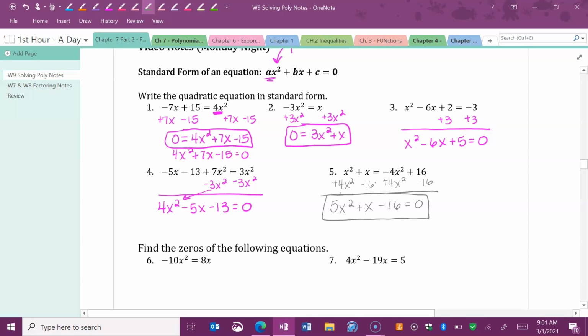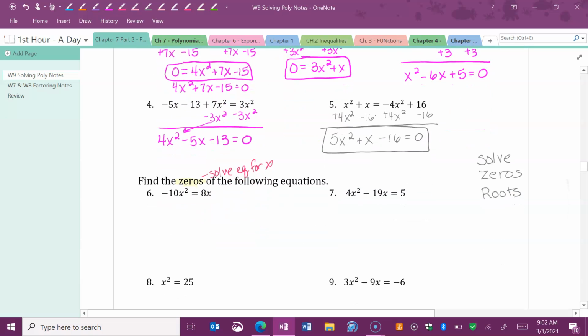Now, this says find the zeros of the following equation. It's important to note that if it says solve the equation for x, find the zeros, find the roots, or even find the x-intercepts, those all mean the same thing, and we'll talk a little bit more in depth about that next week. I just want you to start to get used to that language of zeros. That means that we're basically going to solve the equation for x. All right, we're going to find those real solutions.